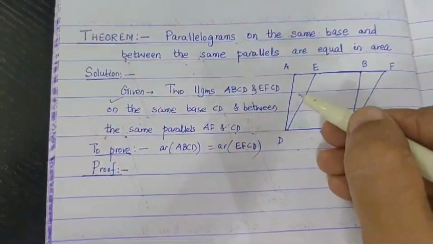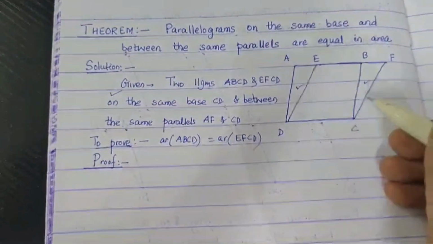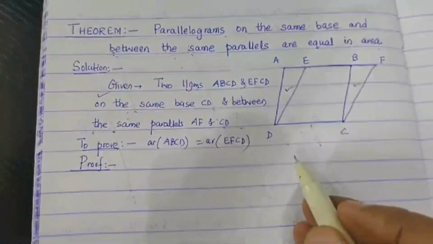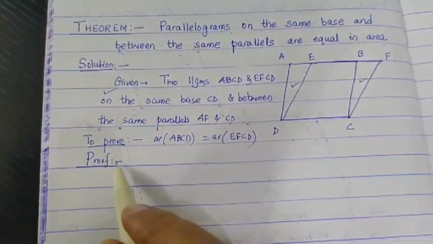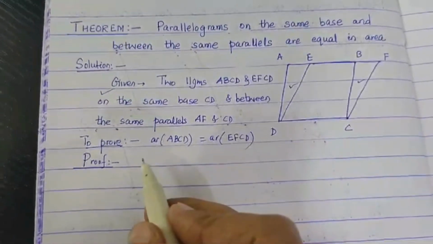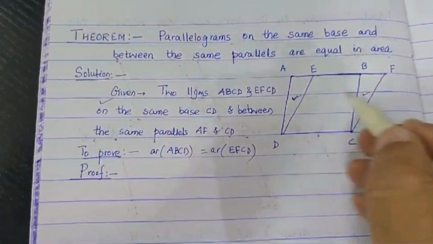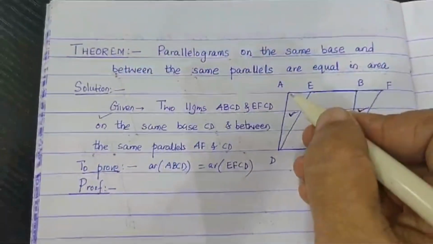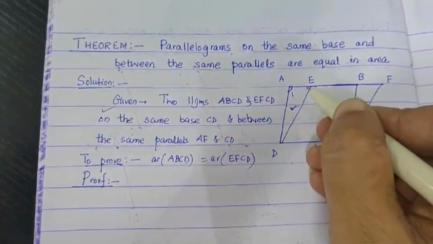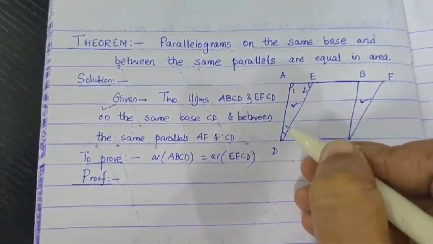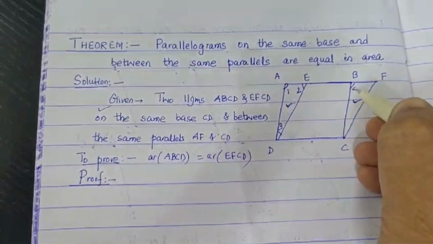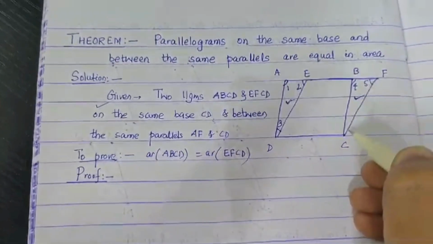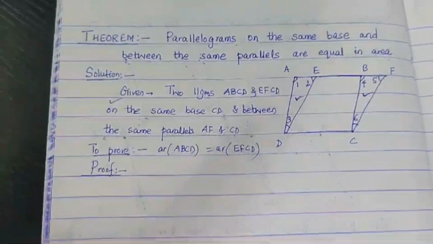If you see here, you can see two triangles, this one and this one. So our first action is, we will prove these two triangles as congruent. Alright. Let's name the angles. Let us suppose this is angle 1, this is angle 2, this is angle 3, this is angle 4, this is angle 5, this is angle 6.